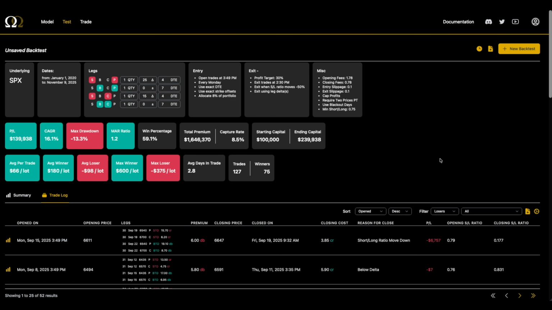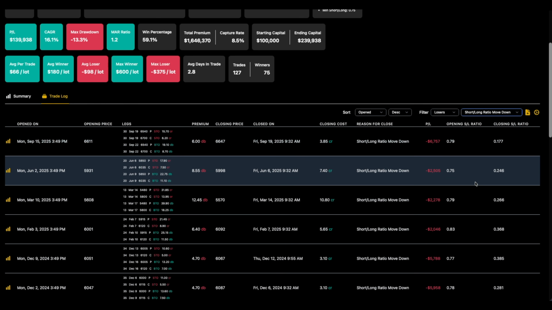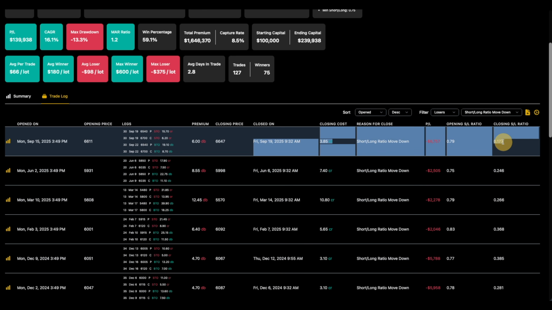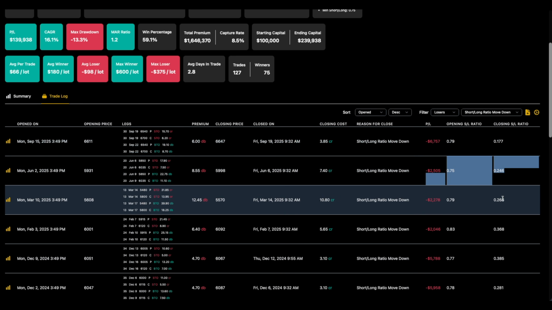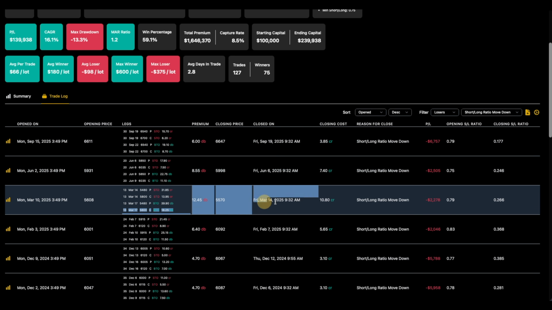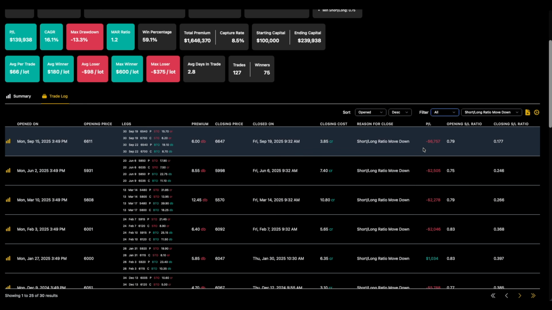And so the way this works, let's find some examples. What we can do is sort by short long ratio move down. What you're going to find a lot is at open on Friday, it's going to be below 0.5 and it'll get you out right at open because it's just crushed. And those are usually bad days. You can see these are all losers, right? We have it filtered by losers as well. I can take these off and filter.